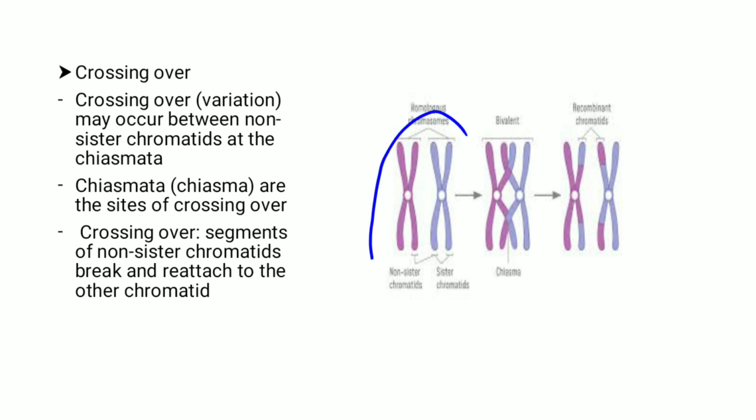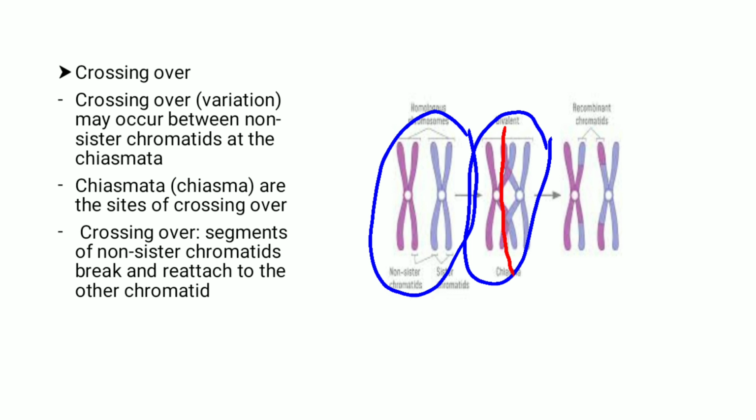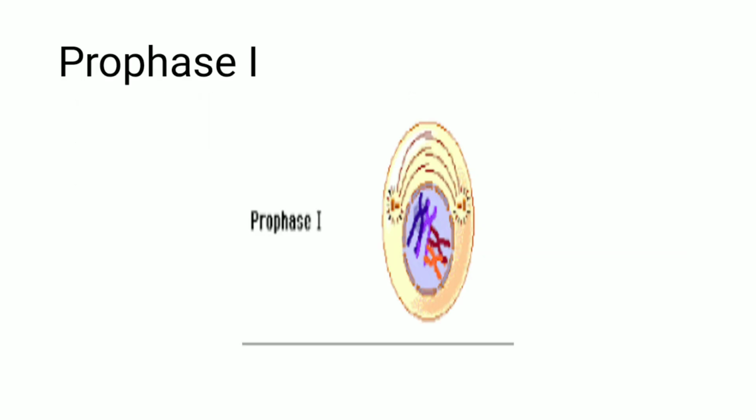These are the non-sister chromatids. After they come together, there is a break and reattachment of the other chromatids at the chiasma, and then the end product will be this, the recombinant chromatids, and this is the end product of the prophase.